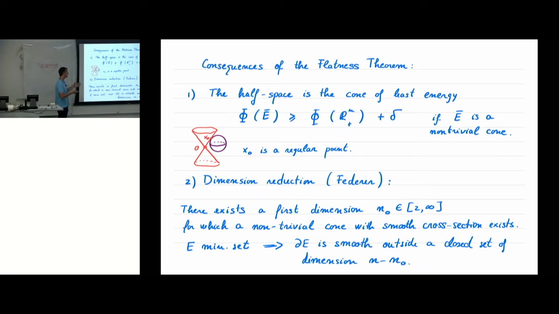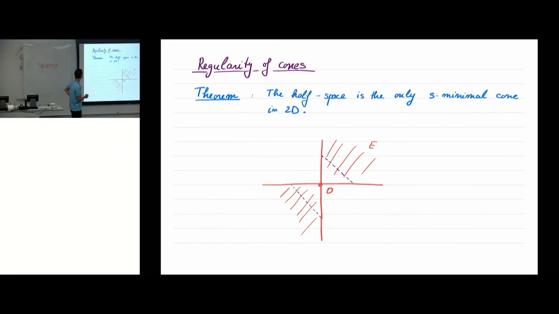So what is this first dimension for in our setting, in the setting of non-local minimal surfaces? Let's say all we can say is that in 2D, there are no such cones. But it's not known in 3D, unless S is very close to 1. I'll mention that. So why is this difficult?